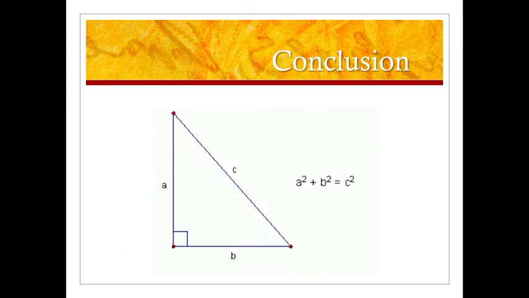In conclusion, the Pythagorean theorem is useful for finding out the length of a side in a right triangle. It is useful when you have measures of two sides and you are looking for the hypotenuse.